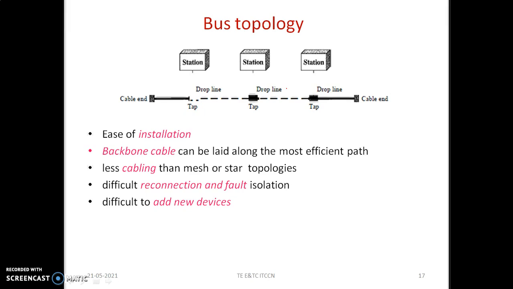Yes, difficult reconnection and fault isolation. These are the limitations now. For reconnection, if you want to remove any of the nodes, it becomes challenging because the tap structure is already there. So connecting, reconnecting and reconfiguring is the major challenge in this case. It is a difficult reconnection, and it is also difficult for fault isolation. If there is no direct message conveyed from this station to this station, it becomes difficult to find whether the problem is in this link or this particular link. So comparatively, fault isolation is difficult, as is adding new devices.